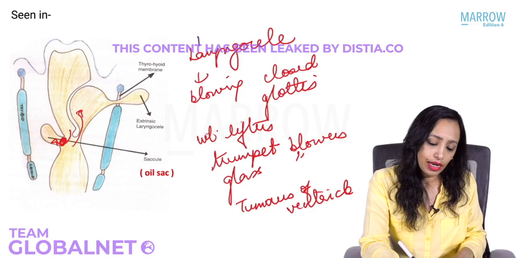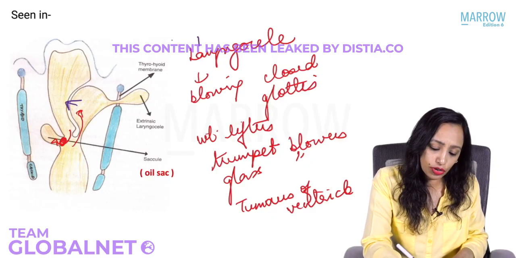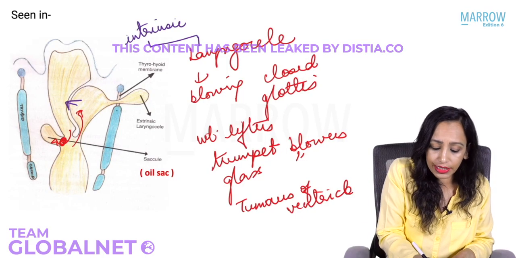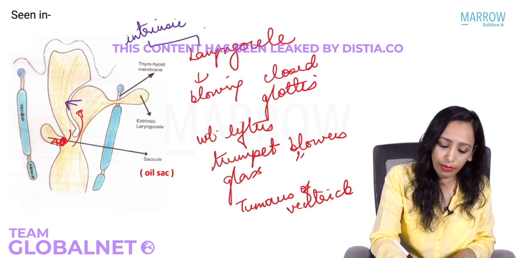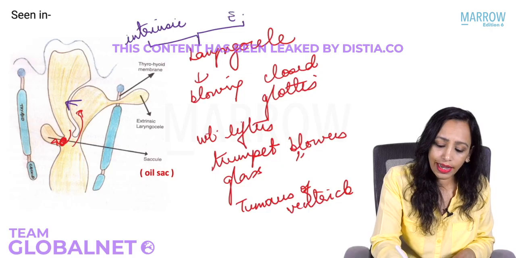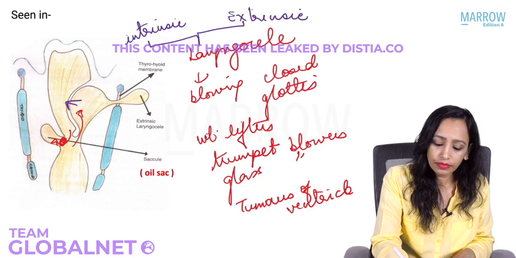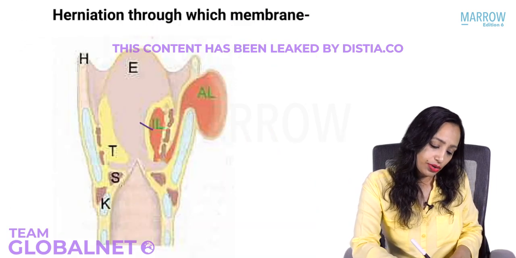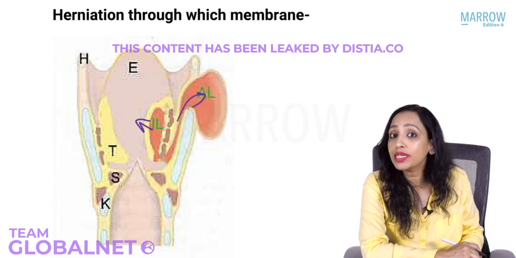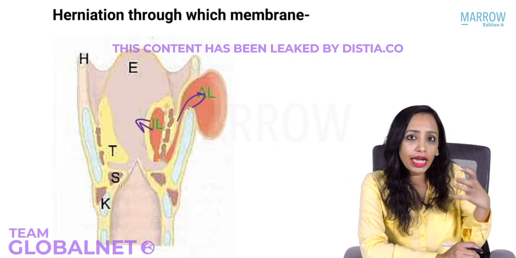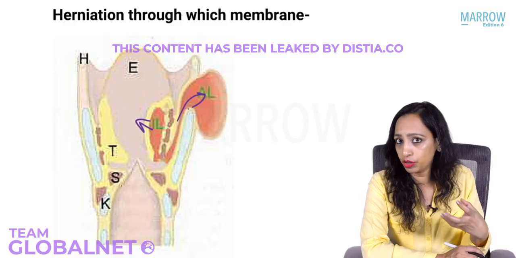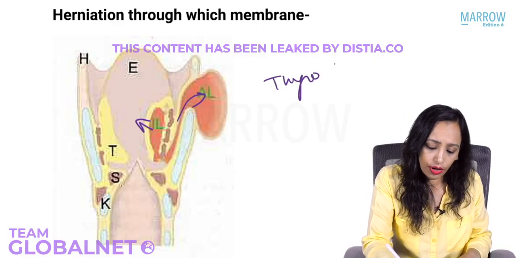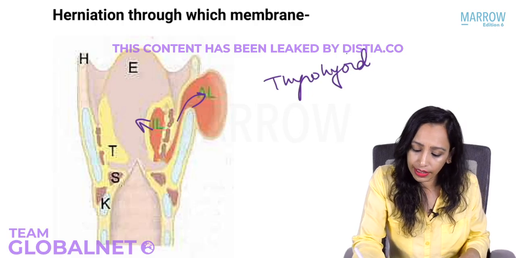Laryngocele can be just inside, that is what is known as intrinsic. Or it can pierce the thyroid membrane and present as a swelling outside. That is extrinsic. What is asked is: extrinsic laryngocele occurs because of herniation of this saccule through which membrane? That is in between the thyroid and the hyoid. Thyrohyoid membrane. Now let us see how endoscopically it appears.